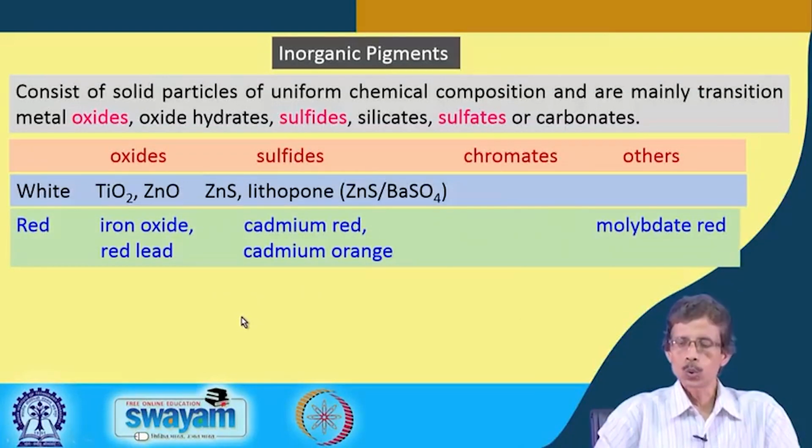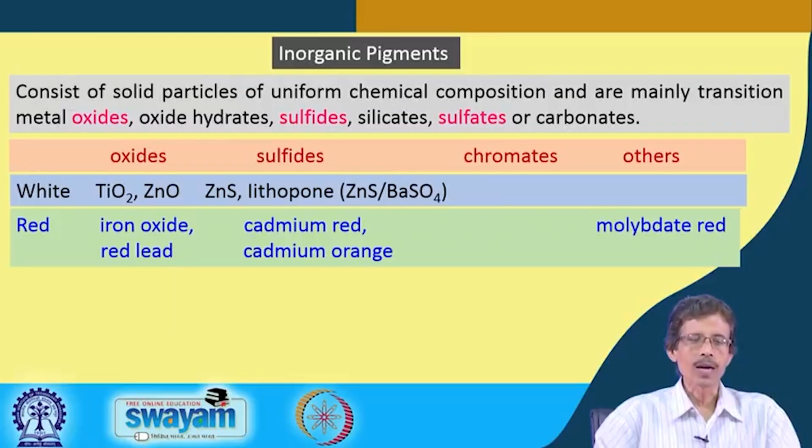Then if we go to the corresponding color for the red, directly we know that the iron oxide ore, the hematite, magnetite and all these are red in color, and also the red lead which is Fe3O4, so can be used as your red inorganic pigment.